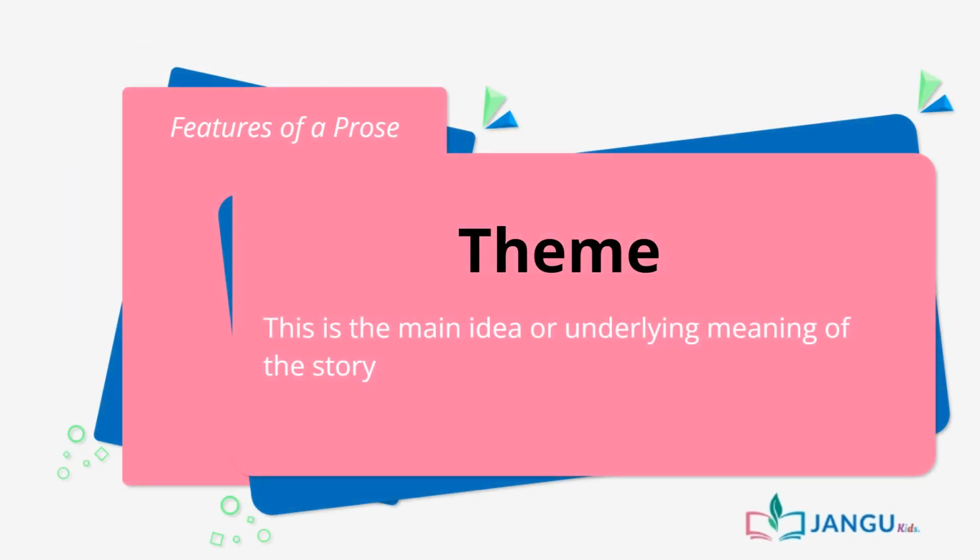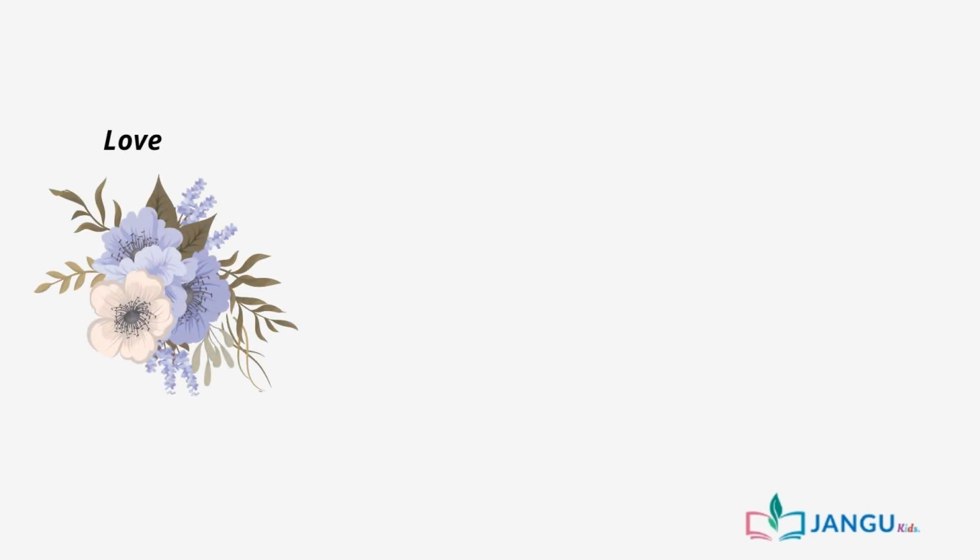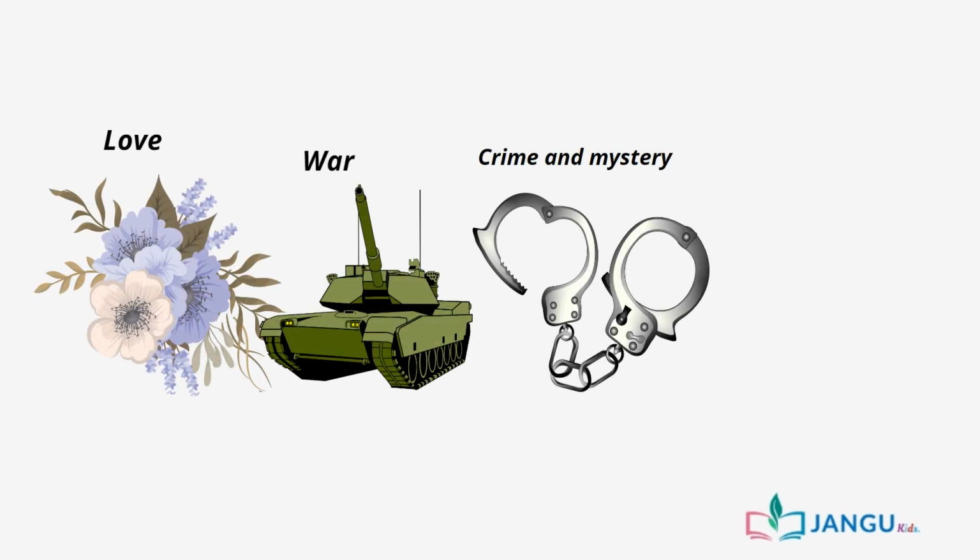4. Theme. This is the main idea or underlying meaning of a story. It may be stated directly or indirectly in the story. The theme could be about love and friendship, war, crime and mystery, love and betrayal, revenge.